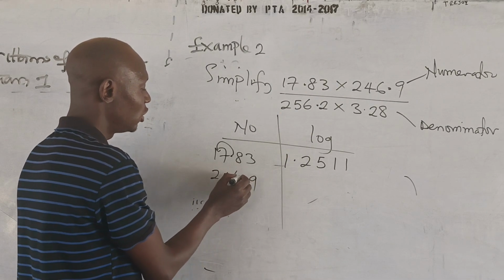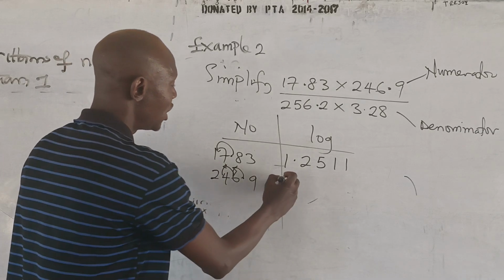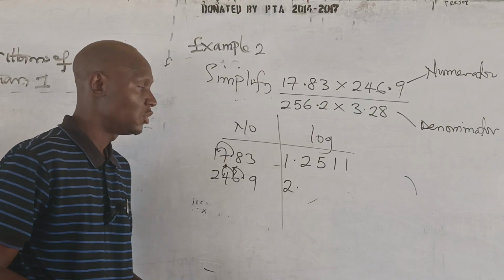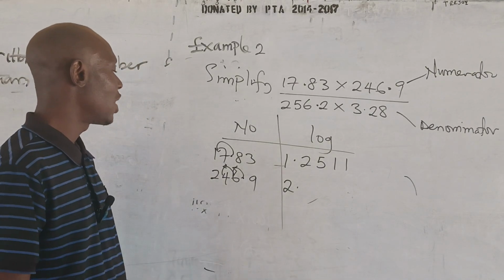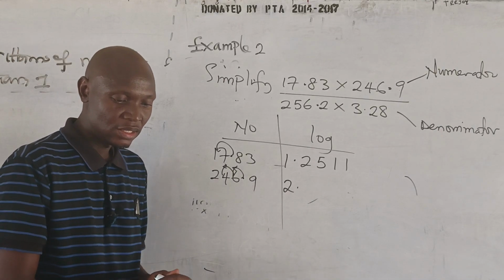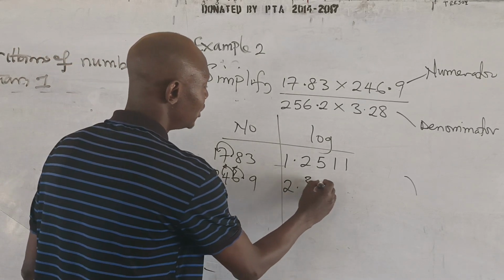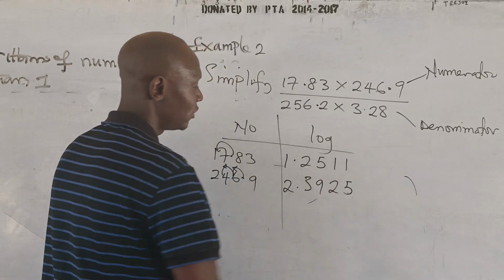Then the next one is 246.9. So the point we move 1, 2 to this side. So the integer is 2. To check this now, we are going to look for 24 under 6 difference 9. So we have 3925.